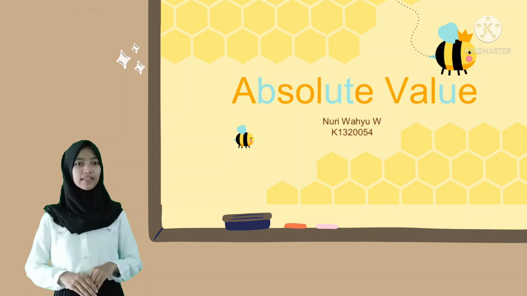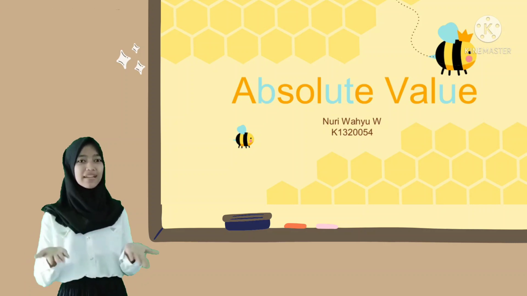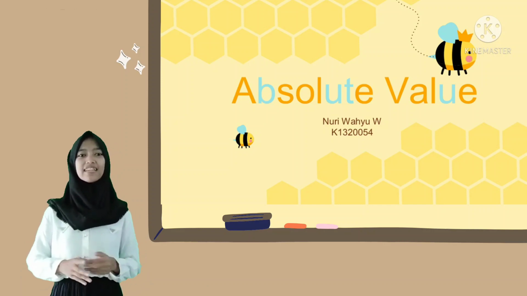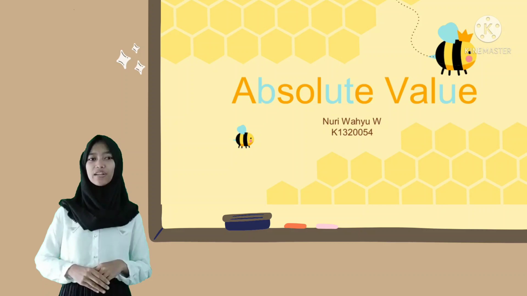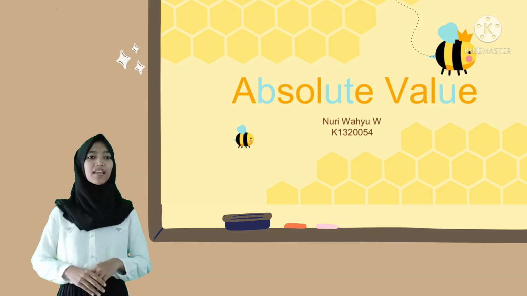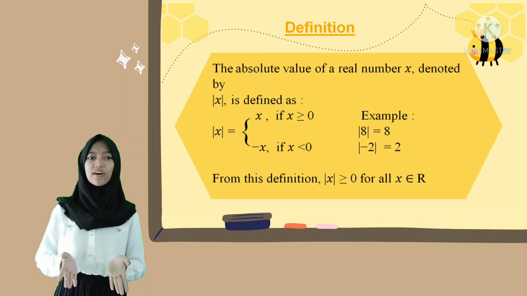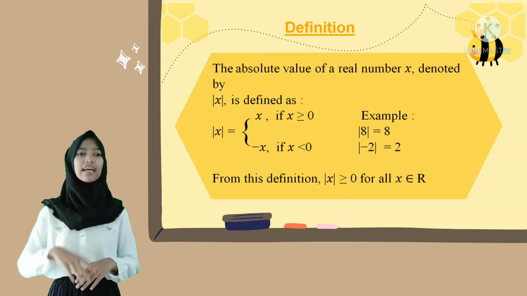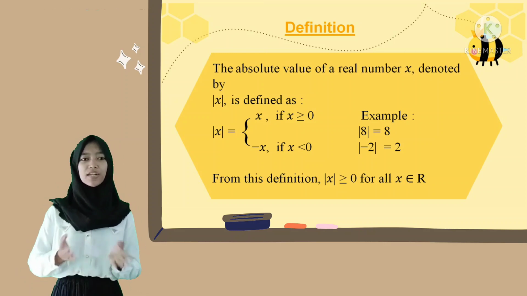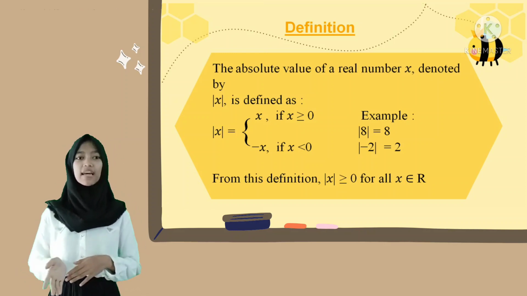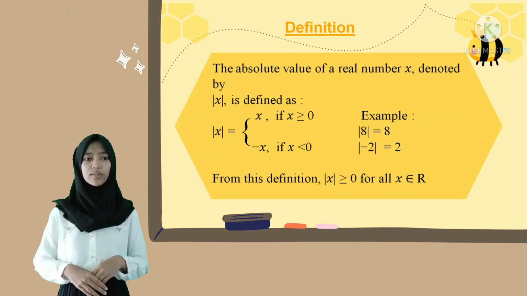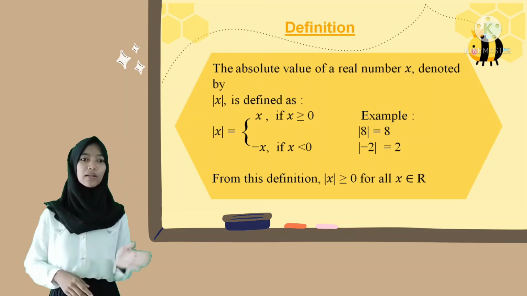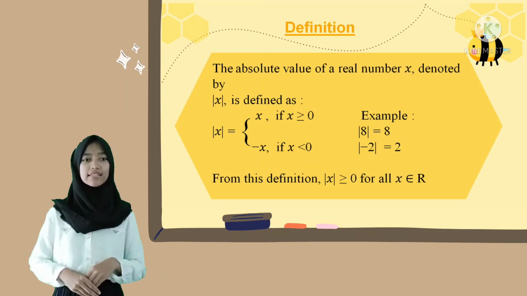Here, I will talk about absolute value. Anybody know about absolute value? Absolute value or modulus is the value of a real number without plus or minus signs. In definition, the absolute value of a real number x, denoted by x between two vertical lines, is defined as: the absolute value of x equals x if x is greater than or equal to 0, and the absolute value of x equals minus x if x is less than 0.